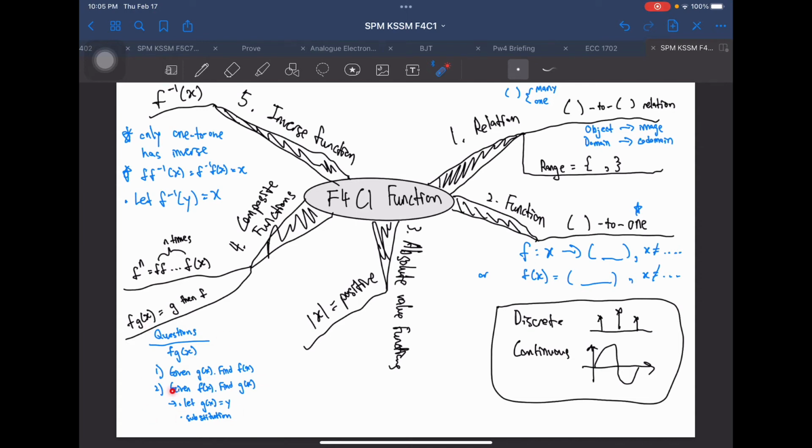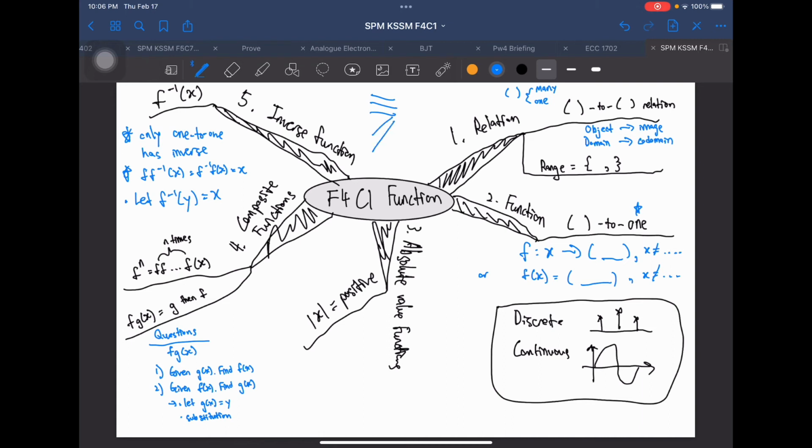Okay, and then let's move on to the last part, which is inverse function. So for inverse function, the symbol is given by this, f inverse x. So only one-to-one function has an inverse function. As you can see here in the second part, we know that function can be many to one and one to one, right? But only one-to-one function has an inverse. Why? Because if it's many to one, meaning, let me give you an example.